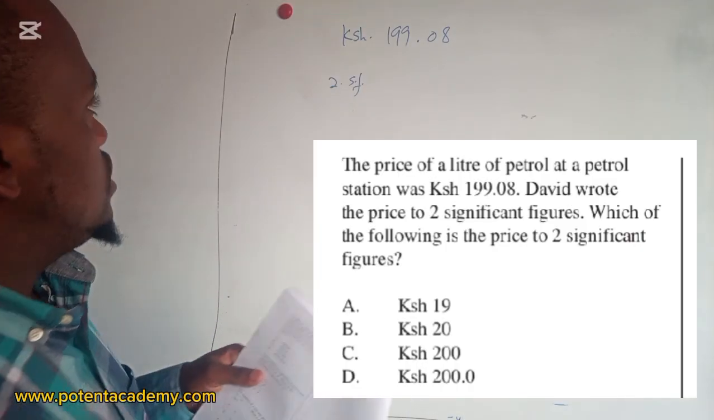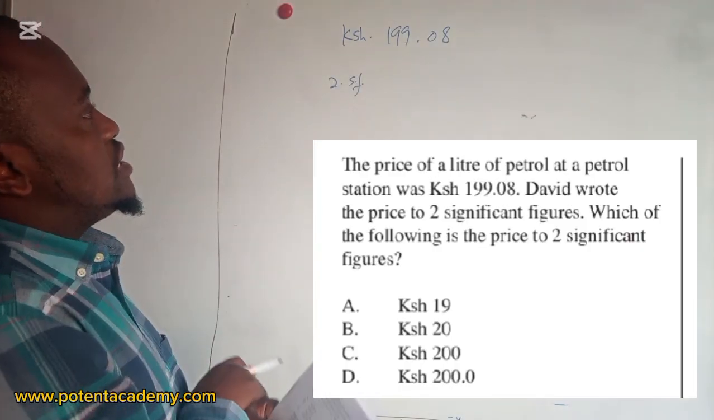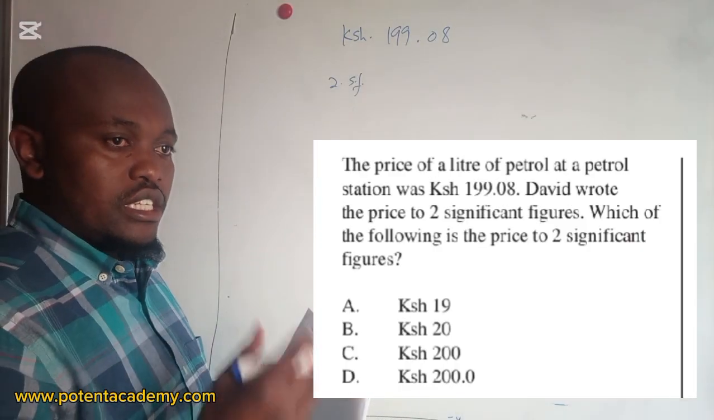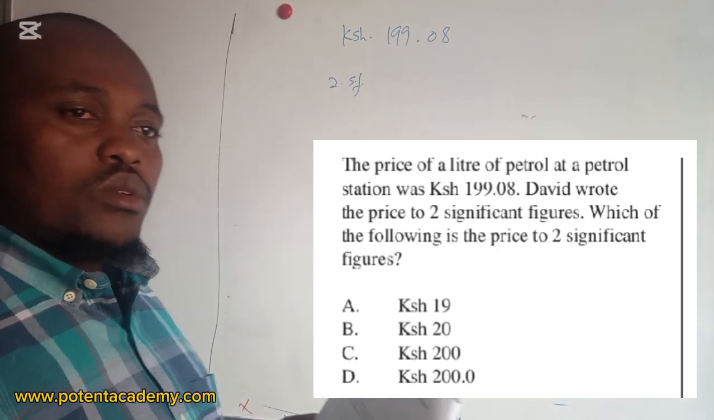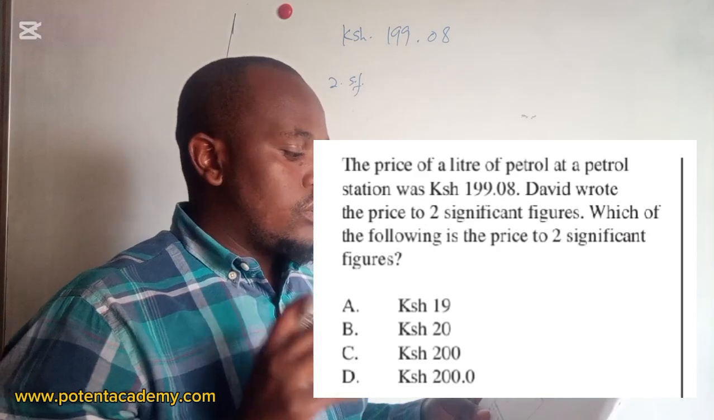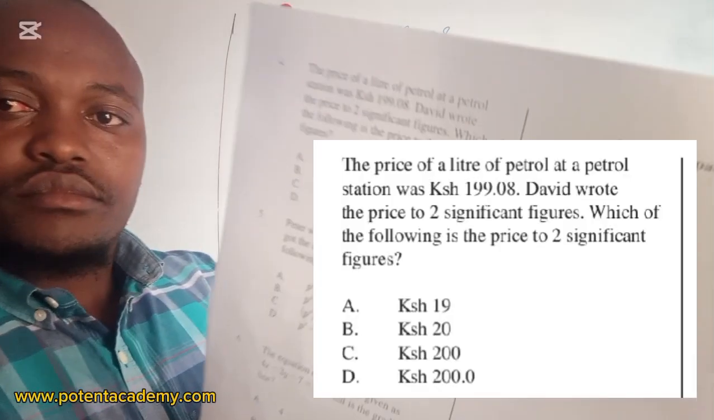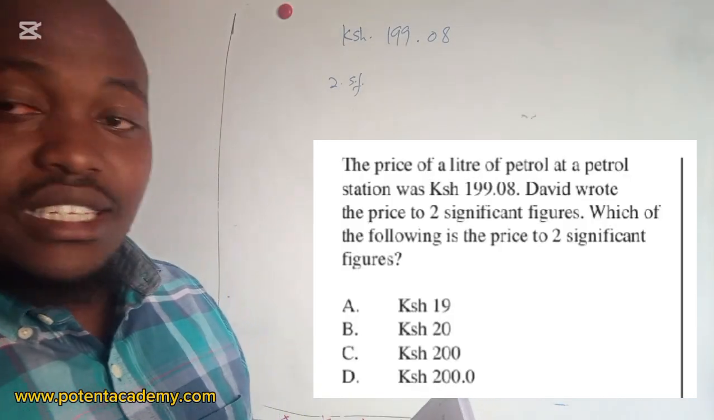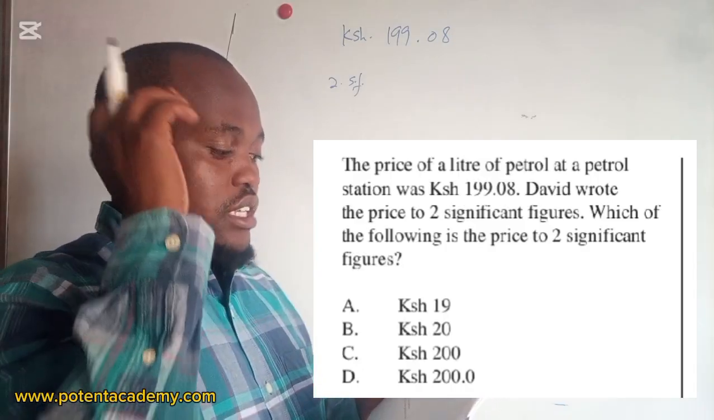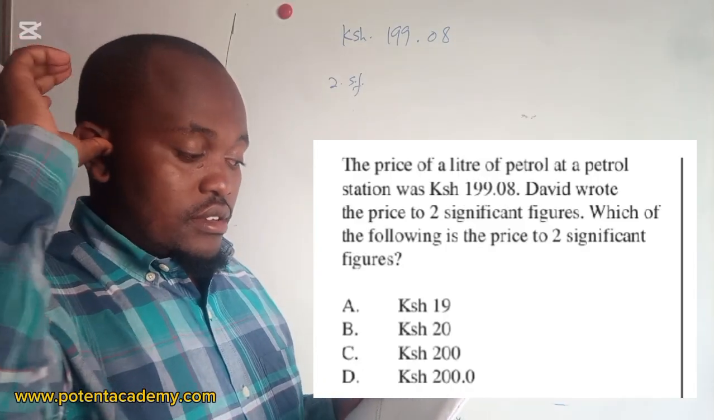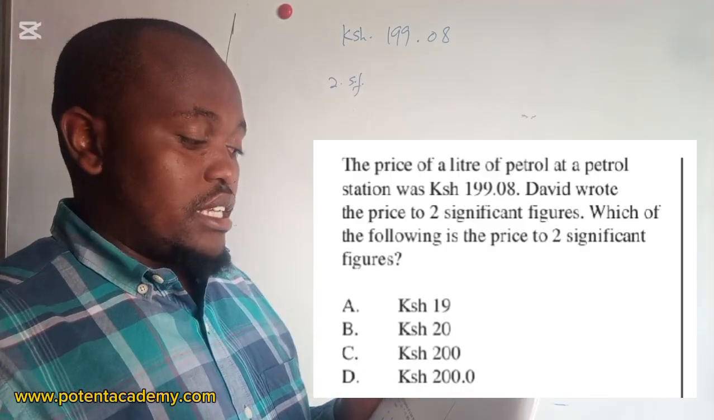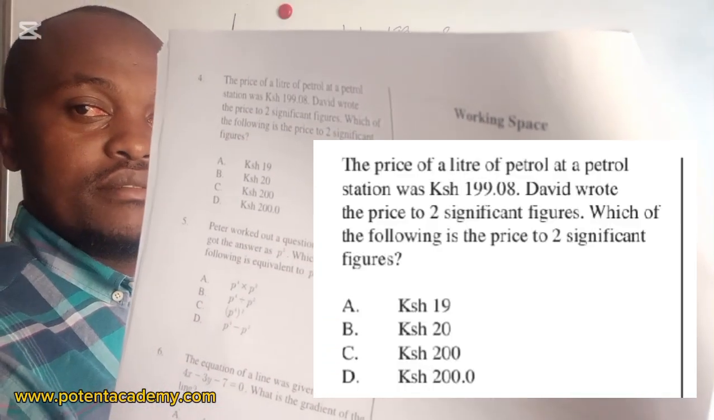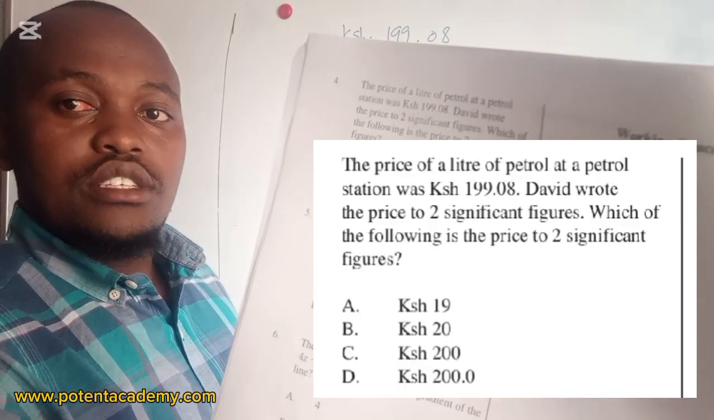So we want, clearly this is 199.08. When we round off or write to two significant figures, we do not want to change the value. So choice A and B are wrong. When you say it is 19 shillings, it is wrong. When you say 20 shillings, it is still wrong, because it has altered the price. However, you are left with choice C and D.